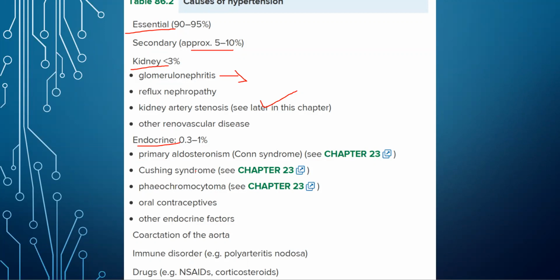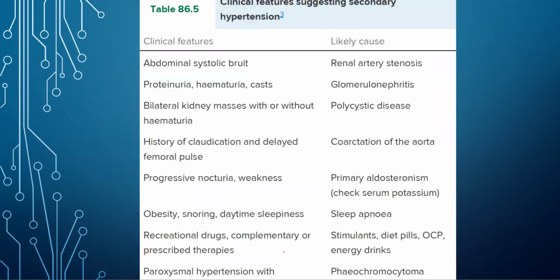Endocrine related: Cushing syndrome, Conn's syndrome, pheochromocytoma can cause it. Oral contraceptives can cause it. Coarctation of aorta can cause it. Polyarteritis nodosa can cause it. Drugs are very important, NSAIDs, steroids. Sometimes pregnancy can cause it. It is very important to know the clinical features related to each of these diagnoses.